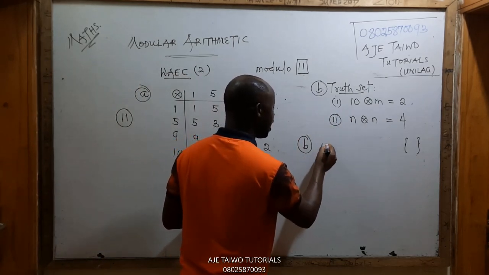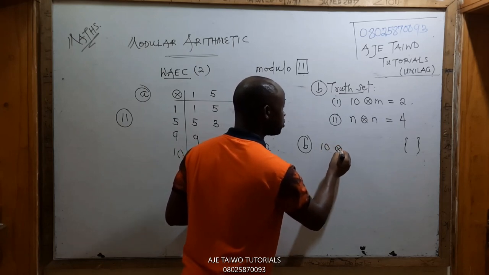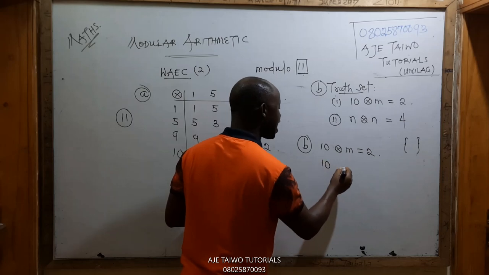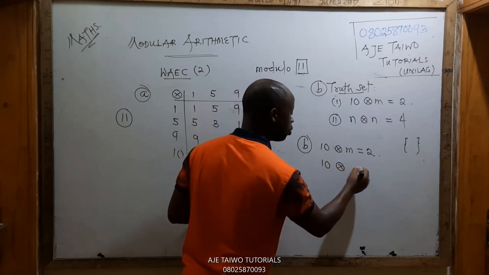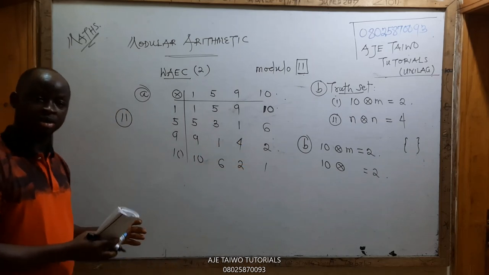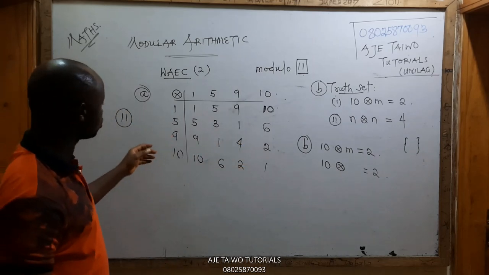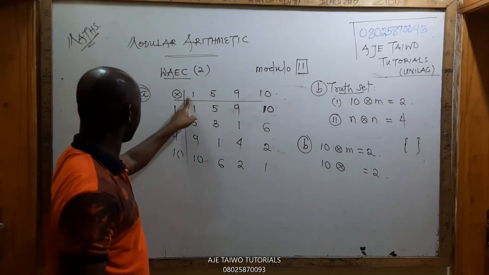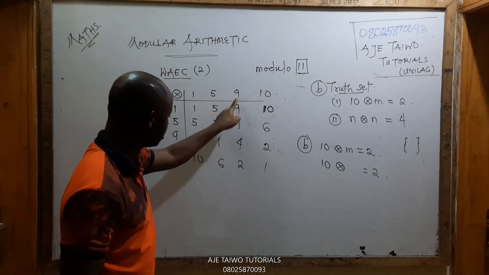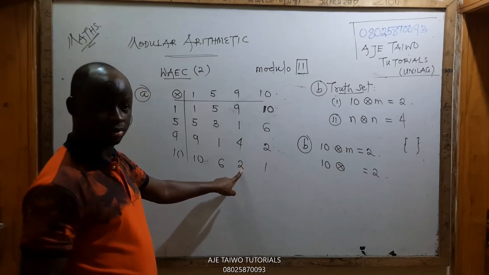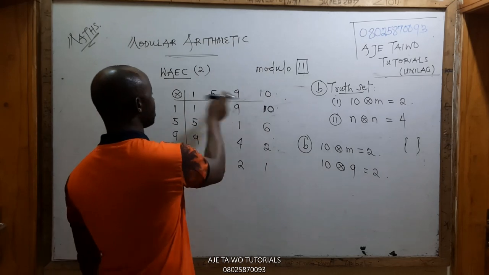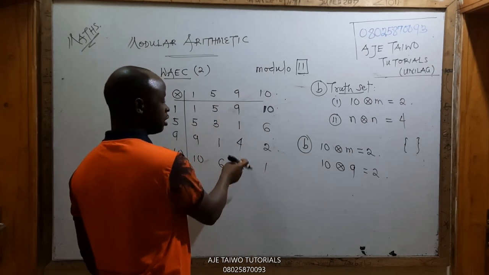It says 10 times N gives us 2. So 10 times what will give us 2? Let's go. 10 and what will give us 2 on the board? See. 10 and 1 give us 10. 10 and 5 give us 6. 10 and 9 give us 2. So it's actually 10 and 9. 10 times 9 in modulo 11 gives us 2.